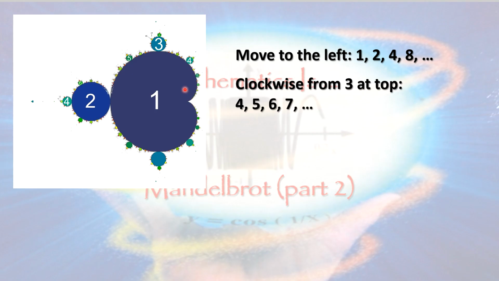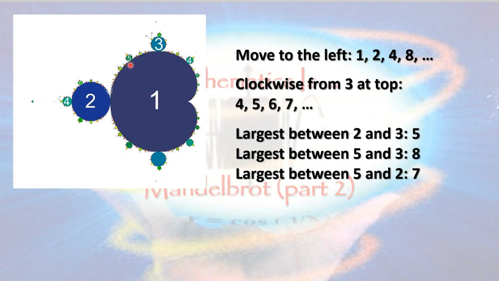Now, go back to the 3 at the top and look counterclockwise. The largest bulb between the 2 and the 3 is a 5. The largest bulb between the 5 and the 3 is an 8. The largest bulb between the 5 and the 2 is a 7. Yeah, the numbers add up. If you're familiar with the Fibonacci sequence, you can now find it on the Mandelbrot set. 2, 3, 5, 8 is a great start. But wait, with apologies for sounding like an infomercial, there's more.